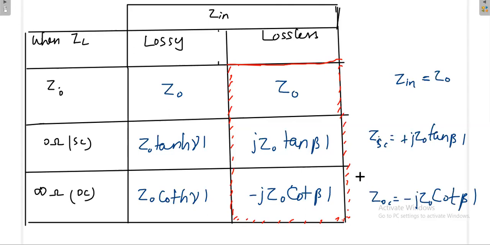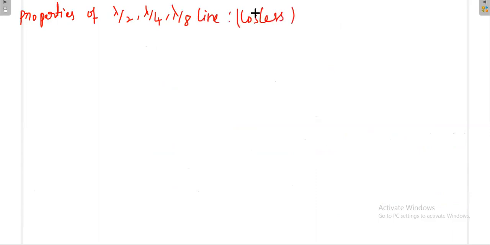Next we will see the properties of the lambda by 2, lambda by 4 and lambda by 8 lines, for the lossless case. Properties of lambda by 2, lambda by 4, lambda by 8 line under lossless condition.